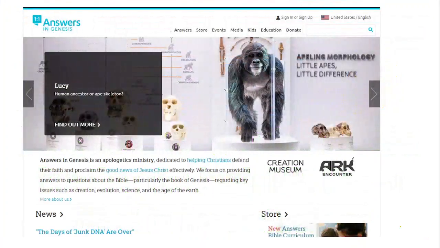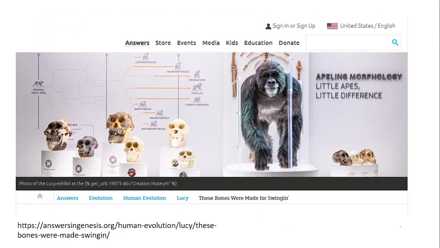Let's go right to the Answers in Genesis website, where they have an article, "Lucy, Human Ancestor or Ape Skeleton." It's actually not a new article. It's an article from 2017, which they are re-highlighting on their website. But it does give me an opportunity to talk about this particular display that's at the Creation Museum.